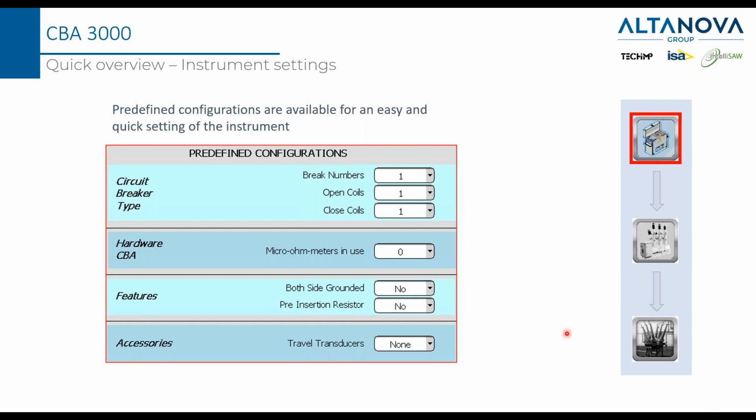but we have some predefined configurations that prepare the hardware for the user in the right way. So just answer a few questions: tell the instrument how many breaks the circuit breaker has, how many open coils, how many closed coils, if you're using micrometers, if you want to use the both sides grounded method, yes or no, if you want to see the pre-insertion resistor profiles, and if you are doing motion analysis. Just answer this, and the CBA 3000 will be immediately set up for you.